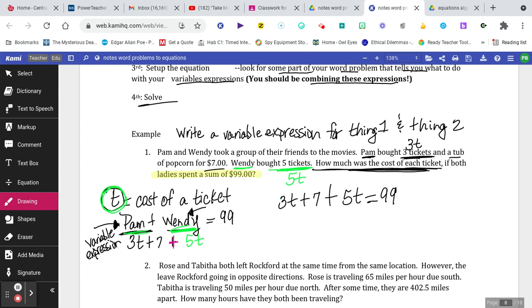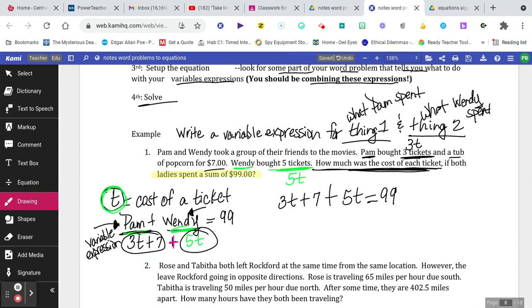So in other words, thing 1 in this case was what Pam spent. And thing 2 in this case was also what Wendy spent. So Pam spent 3T plus $7, and Wendy spent 5T, but together they spent 99. So all I'm going to do now is combine like terms. So 3T plus 5T is 8T plus 7 equals 99.